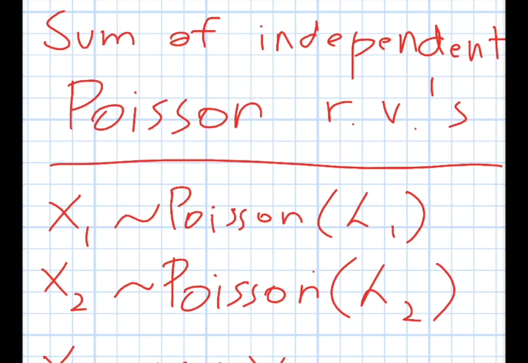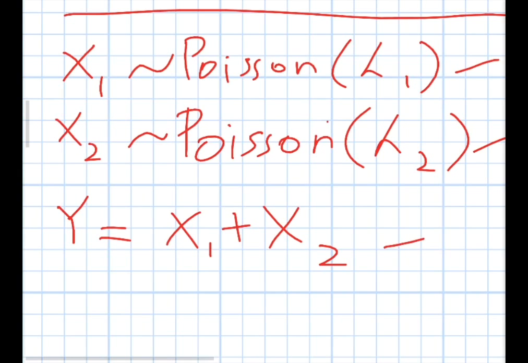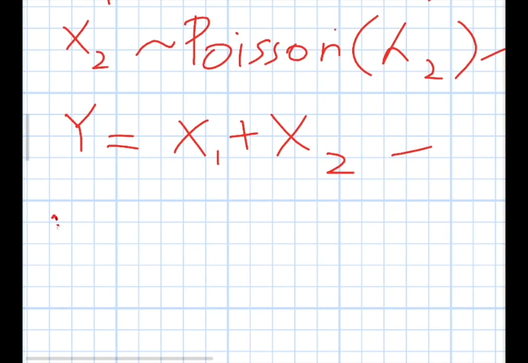Okay, so now let's see how a sum of independent Poisson random variables turns out to be. Let's assume that we have X1, which is Poisson with parameter lambda 1, and X2, which is Poisson with parameter lambda 2, and we have a random variable Y, which is the sum of X1 and X2. Now we want to find the PMF of Y. So the PMF of Y is P of Y equal to y.